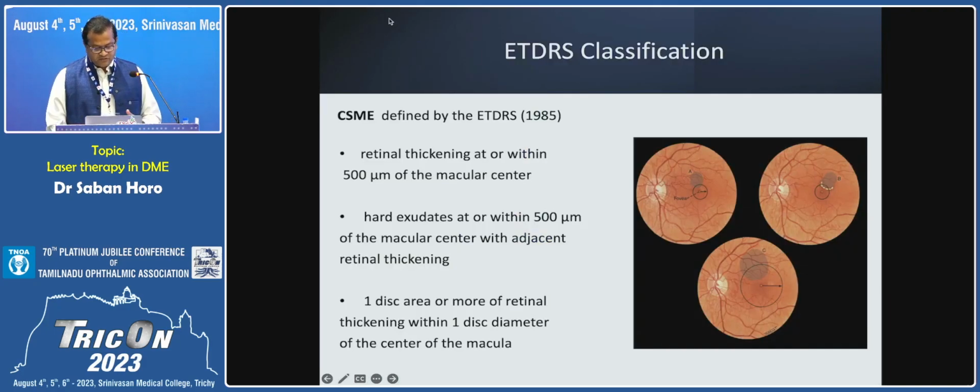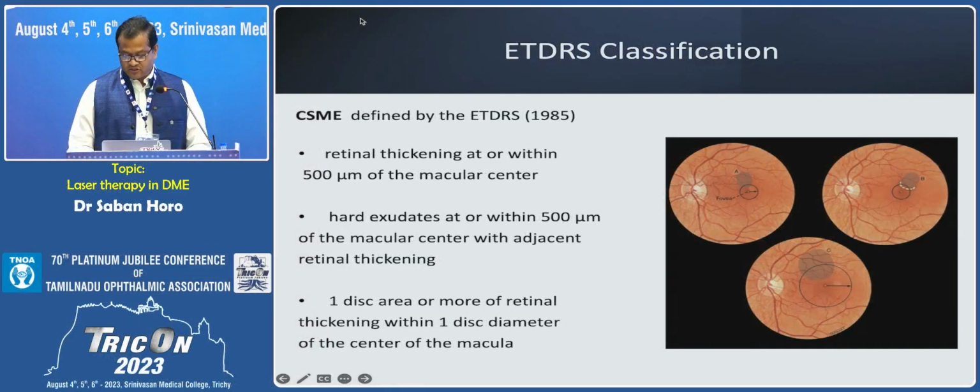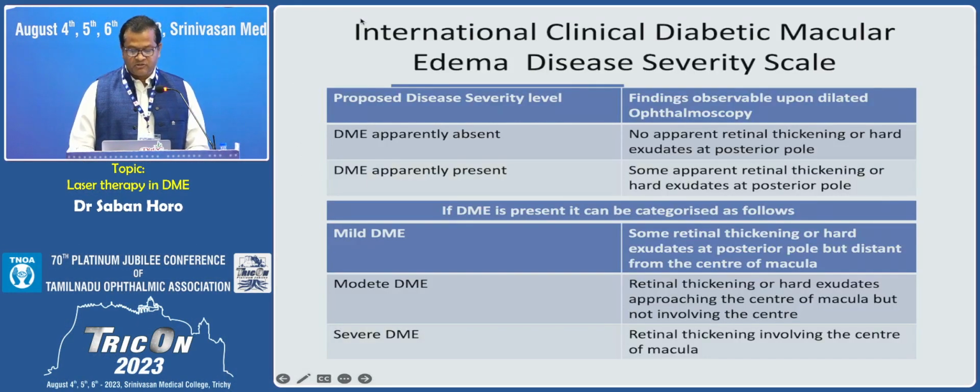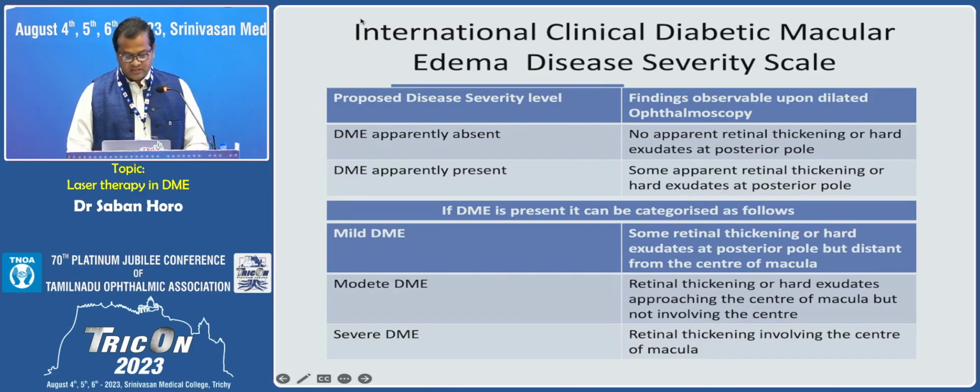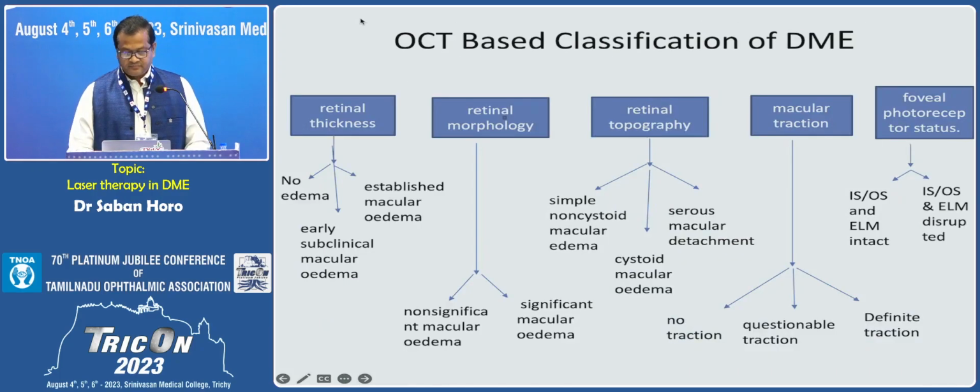ETDRS classified diabetic macular edema as clinically significant macular edema way back in 1985, and this is how we all know it. Then came the International Clinical Diabetic Macular Edema Disease Severity Scale, which classified diabetic macular edema as present or absent, and if present, divided into mild, moderate, and severe. Then came the OCT-based classification, characterizing the various layers and morphology of the retina into retinal thickness, retinal topography, macular traction, and foveal photoreceptor status.